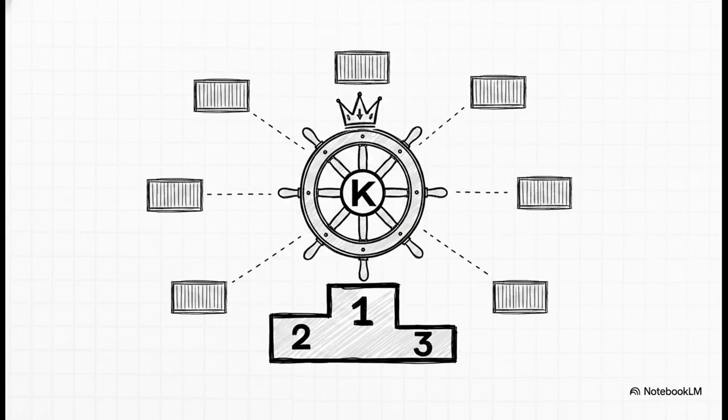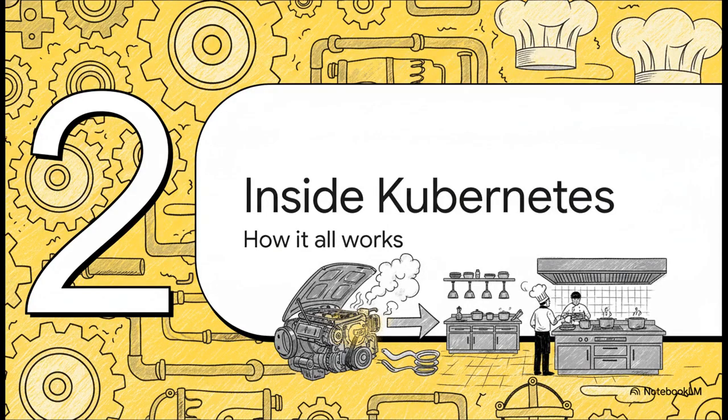Okay, so if orchestration is the concept, what's the actual tool? Well, the undisputed champ, the industry standard, is Kubernetes. You'll often see it shortened to K8s or Kates. It was born at Google, and now it's basically the engine powering the entire modern cloud world. So how does this whole thing actually work? Instead of drowning in tech jargon, let's use a simple analogy that makes everything click.